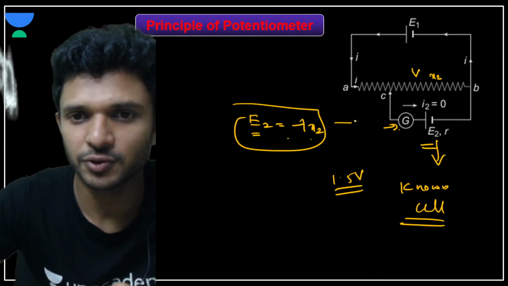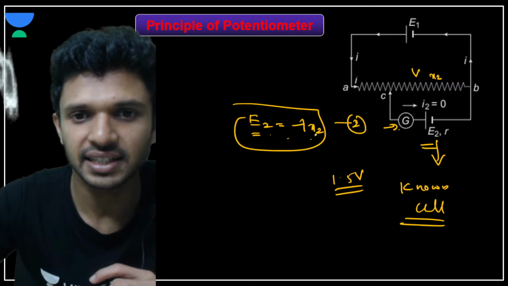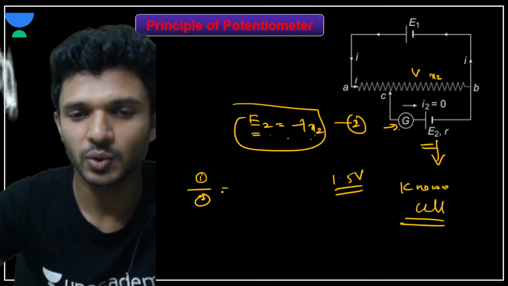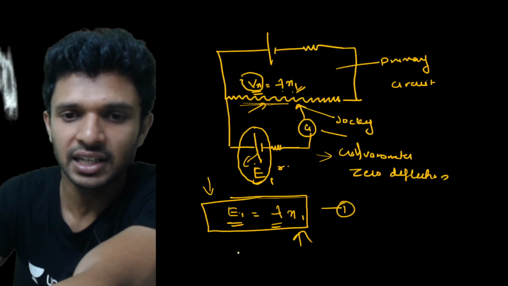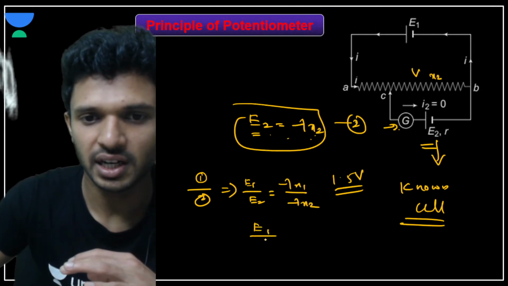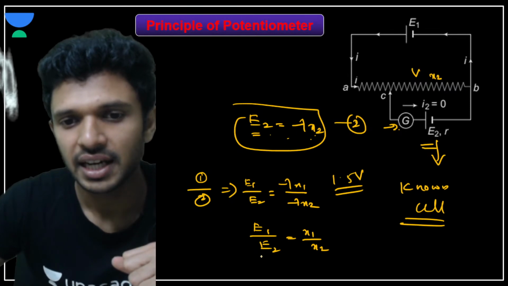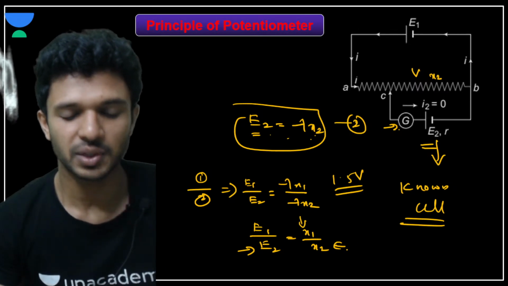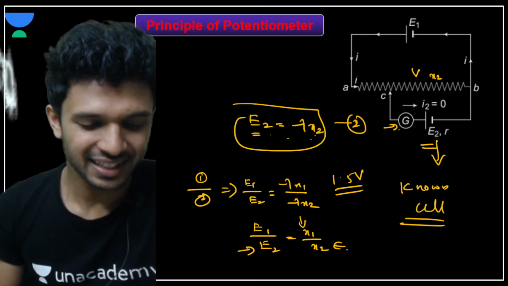So we got the first formula as E1 is equal to lambda x1, and the second formula as E2 is equal to lambda x2. If I do equation 1 divided by equation 2, what will I get? E1 by E2 is equal to lambda x1 by lambda x2. So E1 divided by E2 is equal to x1 by x2. From here, can't we find out the value of E1? E2 is a known EMF, x1 we know from the experiment, and x2 we can also find from the experiment. So we will get the unknown value of E1. Did you understand?